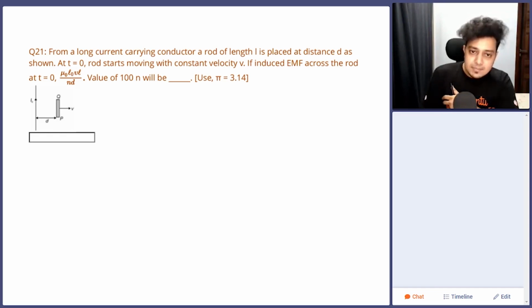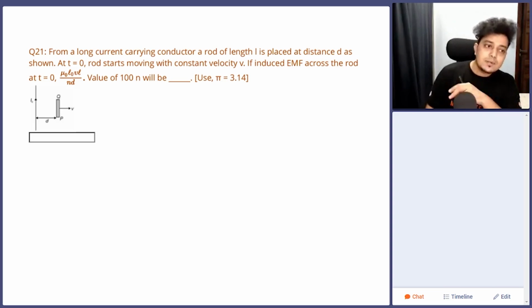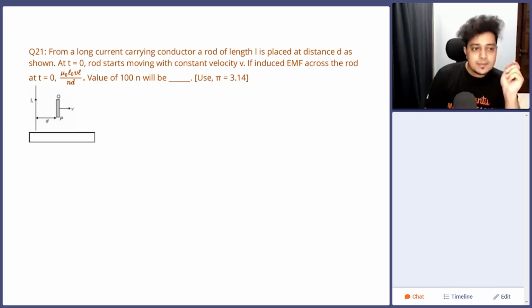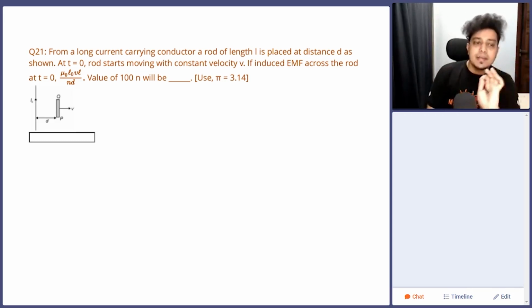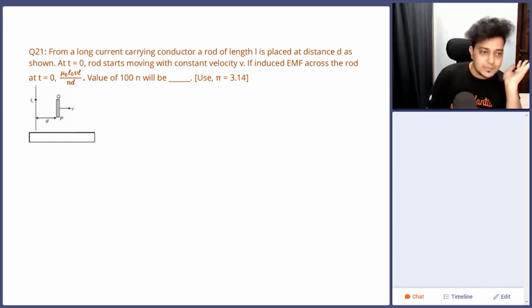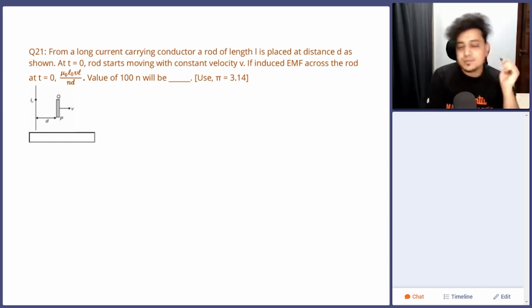If the induced EMF across the rod at t equal to 0 is mu naught I naught V L by N pi D, then the value of 100 N will be? Use pi value as 3.14. Okay, cool. This is a long current carrying wire, so there will be a magnetic field.